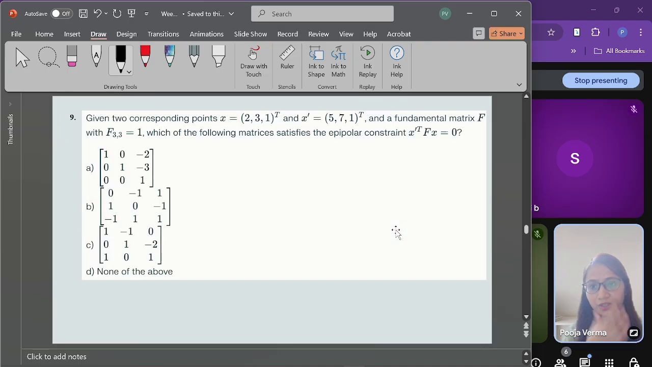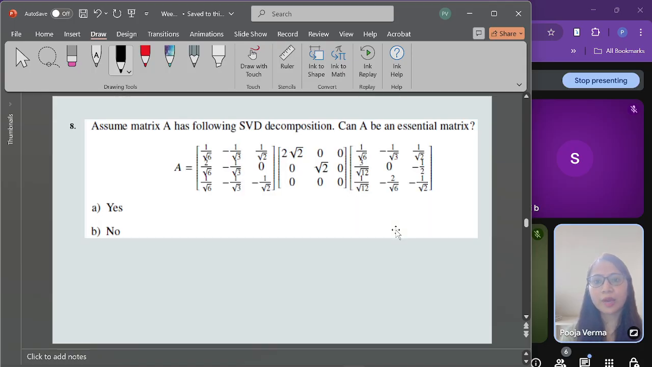So now the next question is, assume matrix A has the following SVD decomposition. Can A be an essential matrix? Answer is yes or no. So matrix A has the following SVD decomposition, this one. Can A be an essential matrix? So how can we check whether A will be the essential matrix or not?